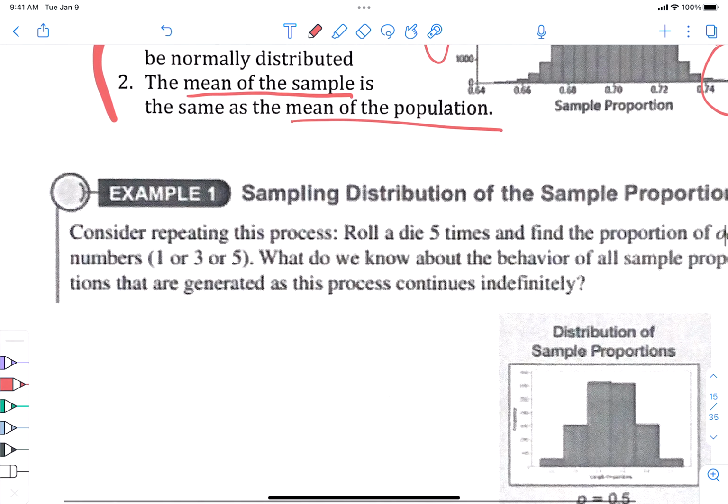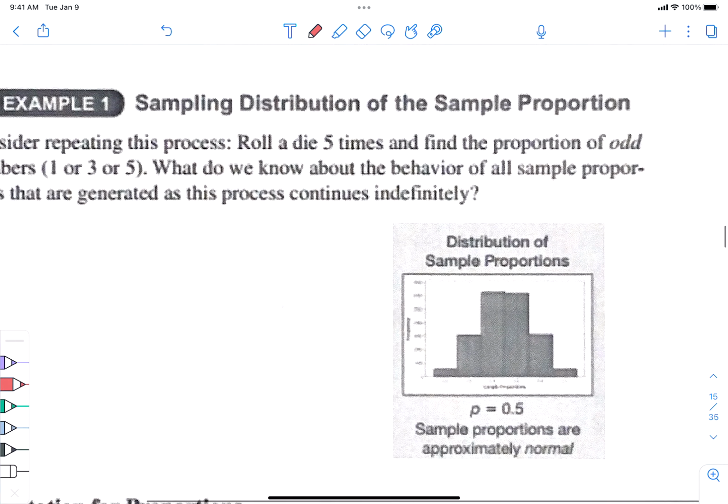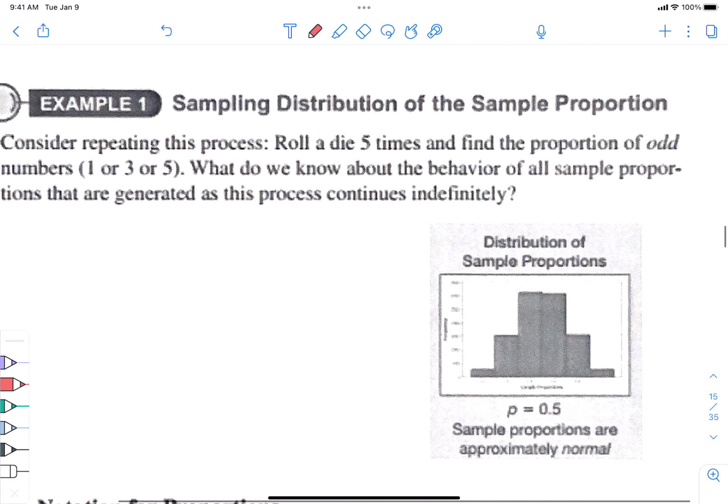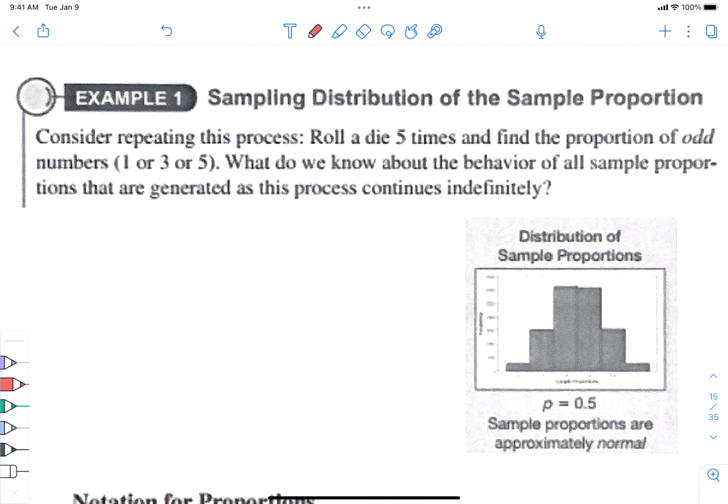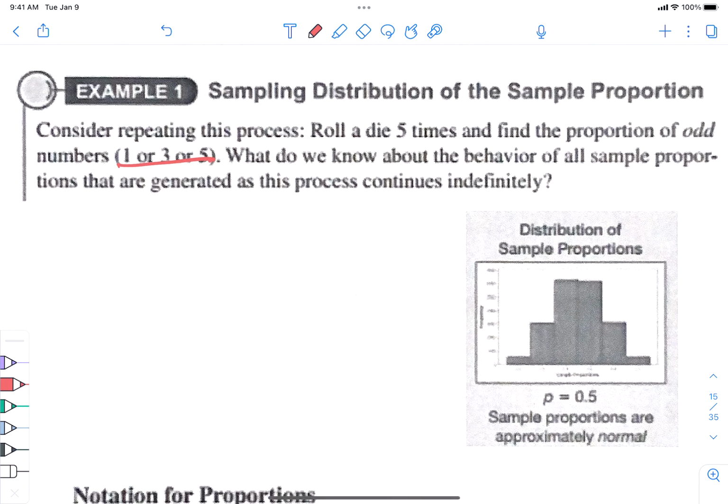All right, so example 1, here we go. Consider repeating this process. You roll a die 5 times and find the proportion of odd numbers, okay? So let's talk about odd numbers. Odd numbers are 1, 3, 5, and that's going to happen how many times?